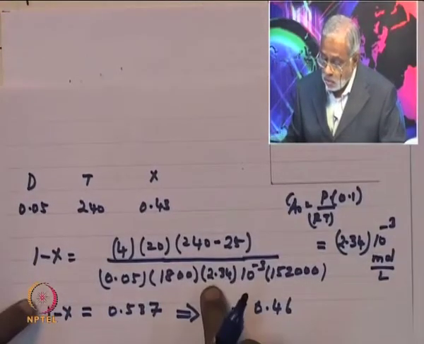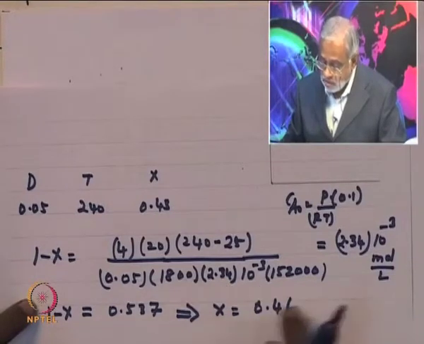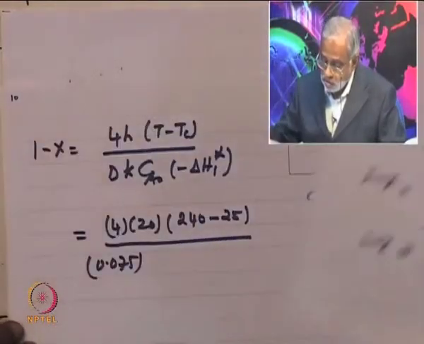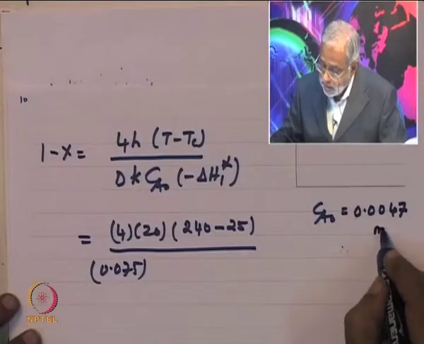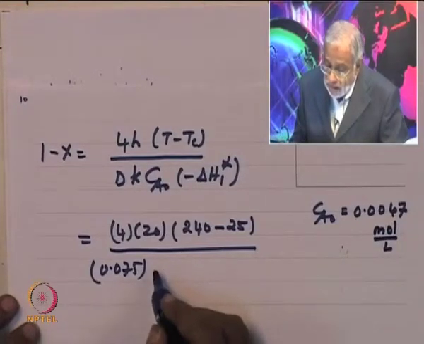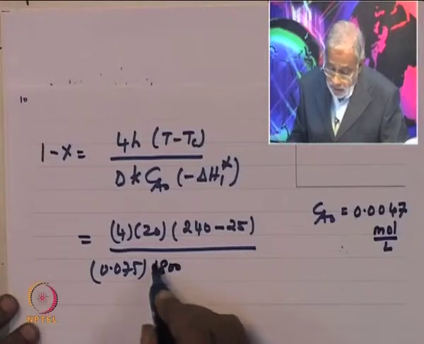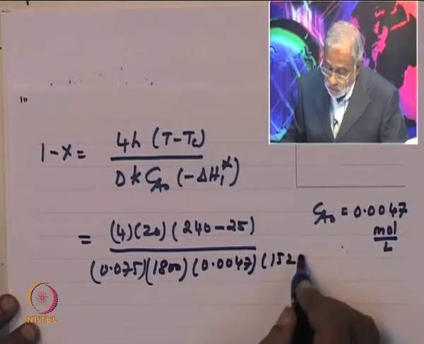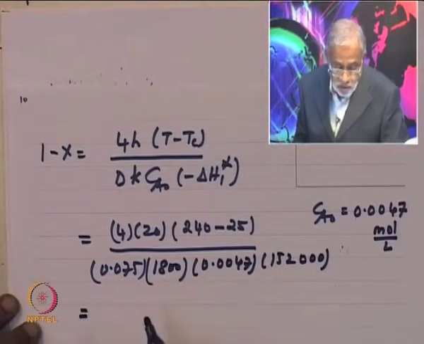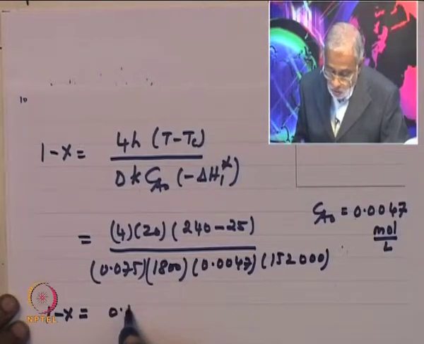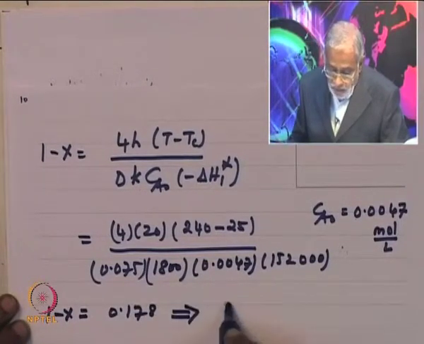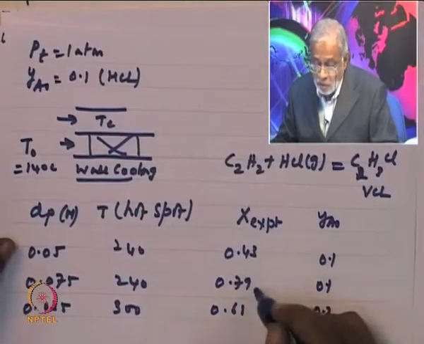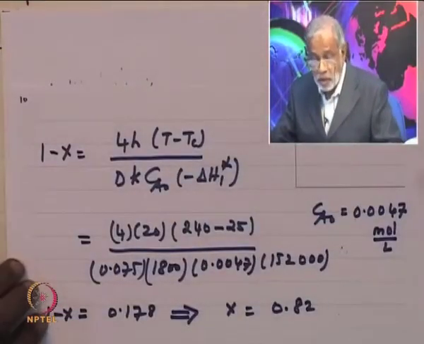See, here it was 2.34. So, it is double that, because the mole fraction is, instead of 0.1, it is 0.2. Okay. That is why I have used this term 0.067 moles per liter. Okay. All right. So, the K value is 1800. Okay. And 0.0047 and then 152,000. Okay. So, the whole turns out to be 1 minus x equal to 0.178, implying x equal to 0.82. Notice here that the experimental value is 0.79 and then our model value is 0.82.